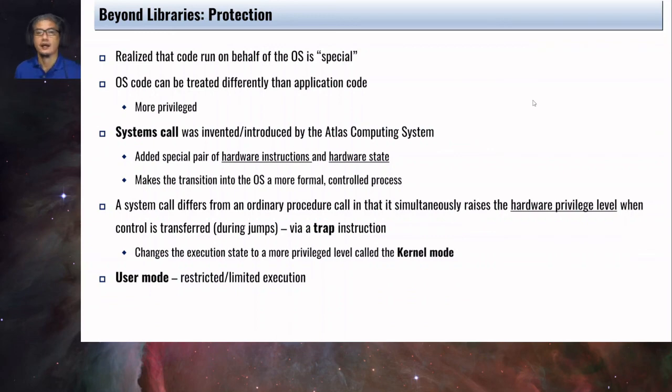And once that happens, the processor is now executing in what we call the kernel mode, or a more privileged mode. The other side is called the user mode, wherein you have some restrictions when it comes to the set of instructions and operations that a program can execute. So this is an important development in operating systems, the separation of the kernel mode and the user mode.